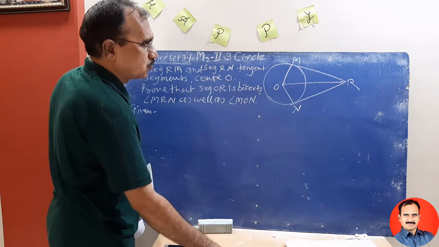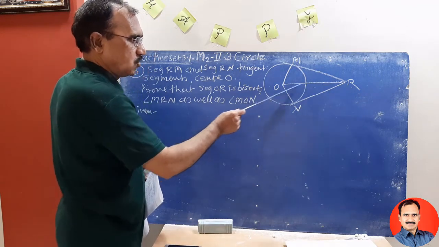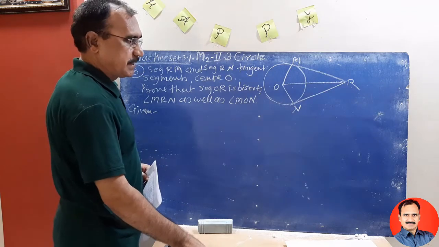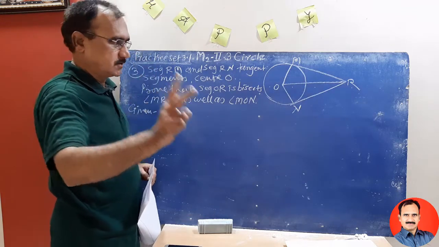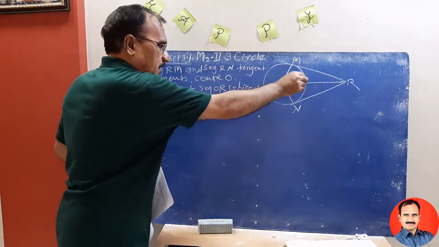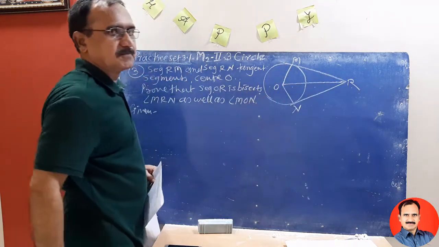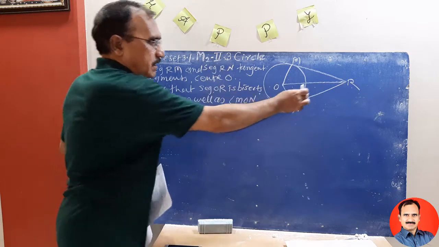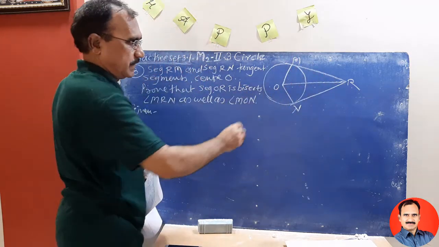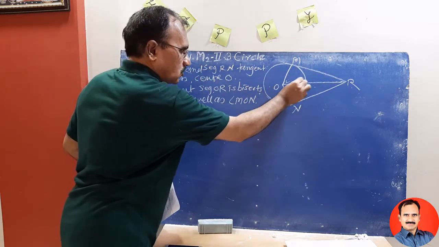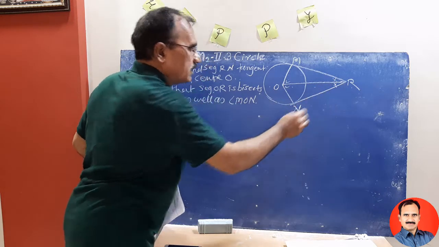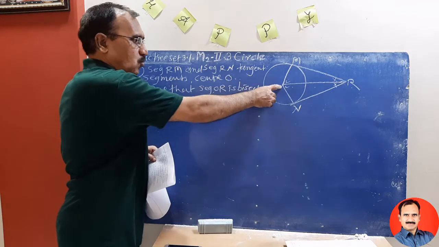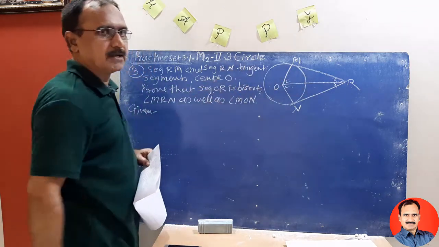How can we prove segment OR bisects this angle and this angle? Bisects means two equal parts. Two equal parts of this angle and two equal parts of this angle. It means we have to prove these two angles are congruent and these two angles are congruent. Then we can write OR is a bisector of angle MON and angle MRN.